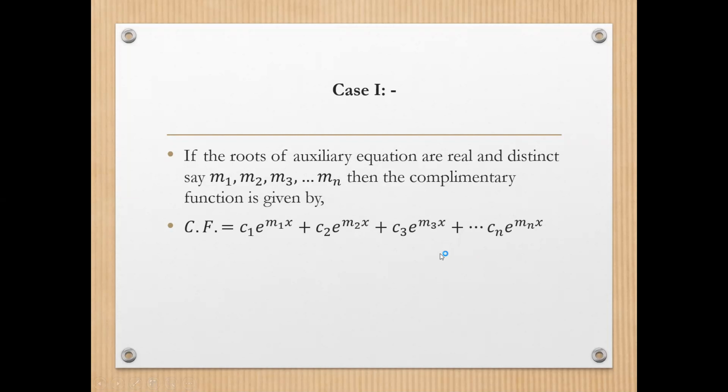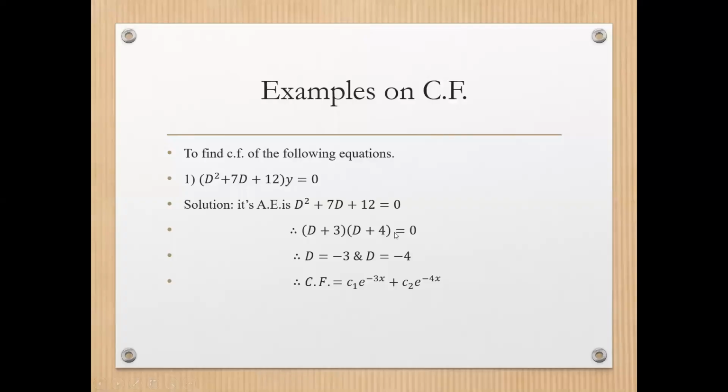So in this example, we have two roots. One root is minus 3 and the second root is minus 4. So we take m1 as minus 3 and m2 as minus 4. So CF is equal to C1 into e raised to minus 3x plus C2 into e raised to minus 4x. This is the required complementary function.